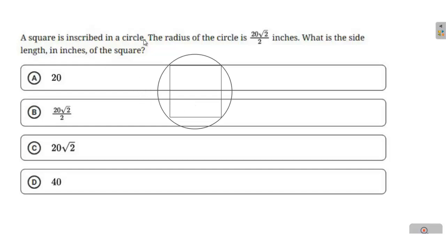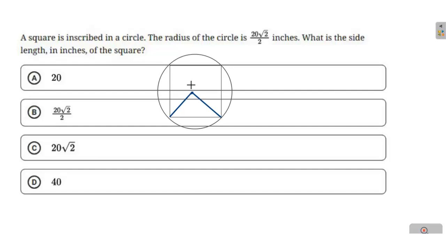So we're told that a square is inscribed in a circle. The radius of the circle is 20 root 2. The radius is the distance from the center of the circle, so let's assume this is the center, to any part along the circumference. So from here to here is a radius, and from here to here is another radius. And if we extend it, that radius forms half of the diagonal of the square. So what is the side length of the square?